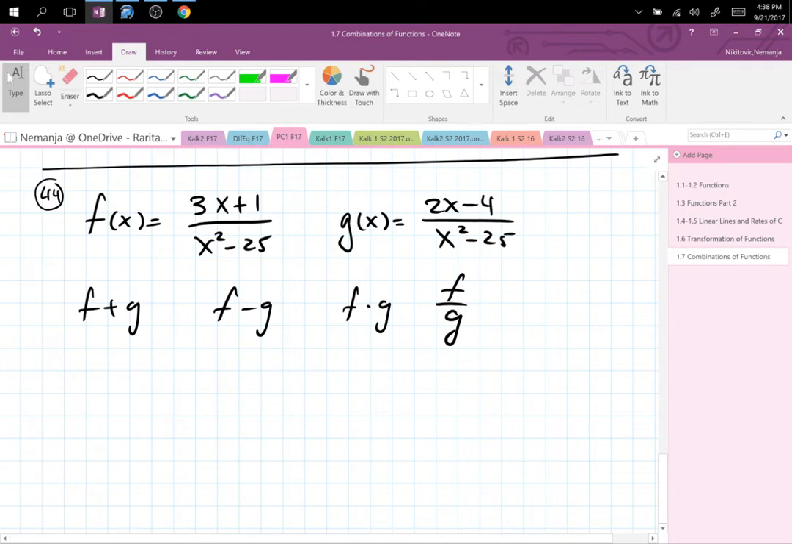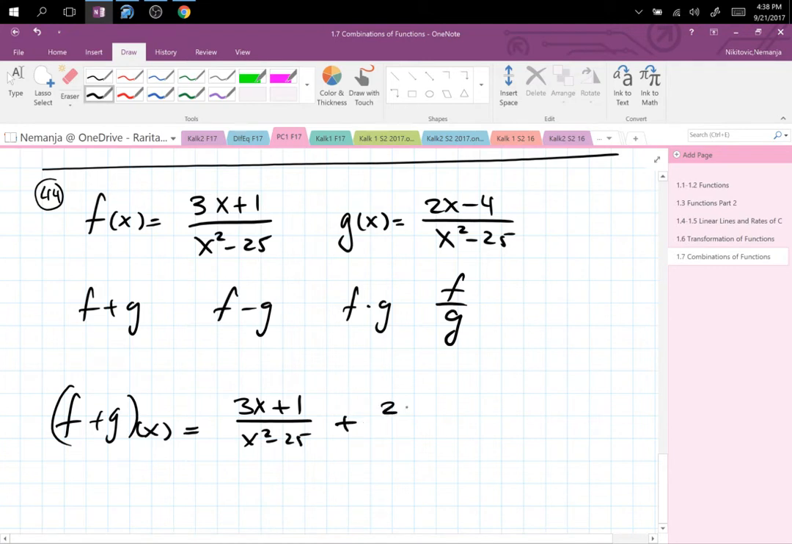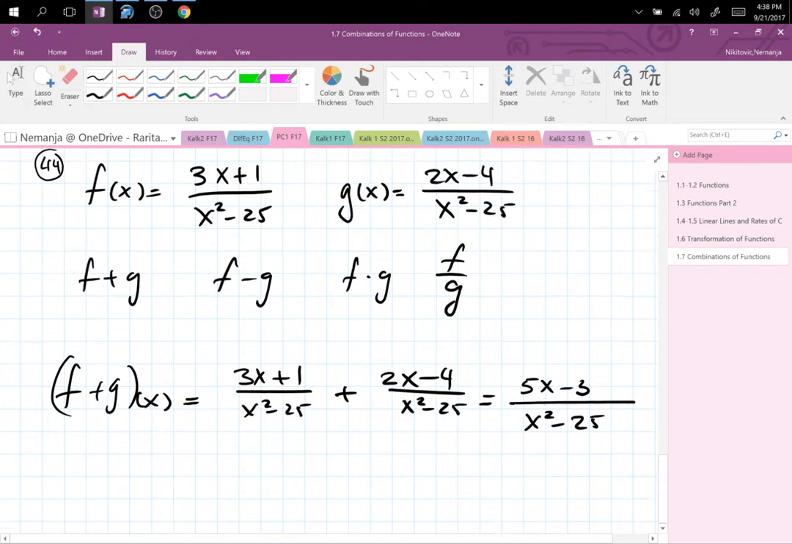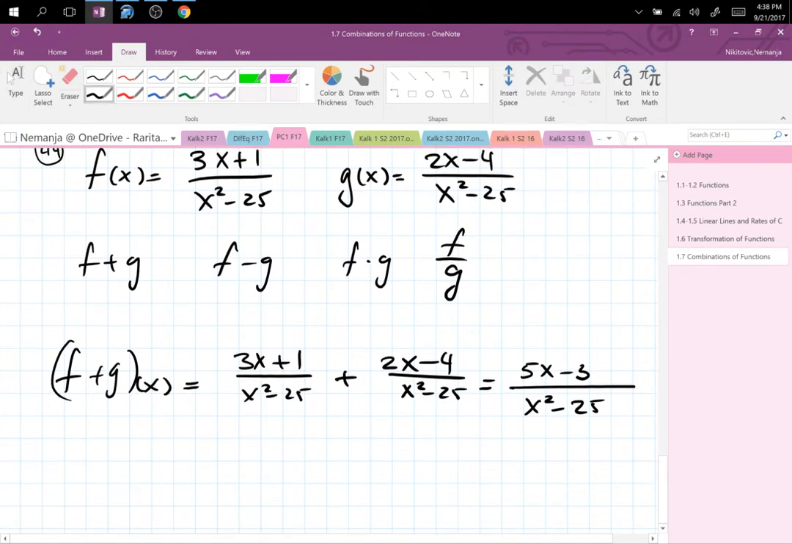Let's take a look at these exercises. We have addition first. So (f plus g)(x) is (3x plus 1) over (x squared minus 25) plus (2x minus 4) over (x squared minus 25). The common denominator is already there. In the numerator, we have 5x minus 3. The domain is broken at negative 5 and 5.